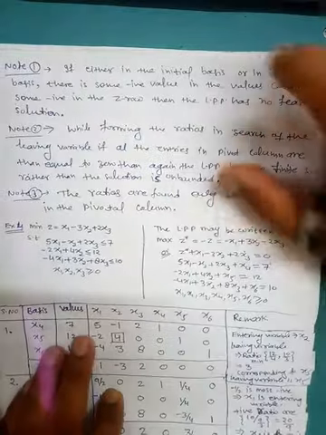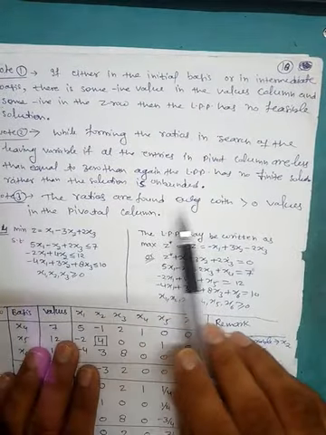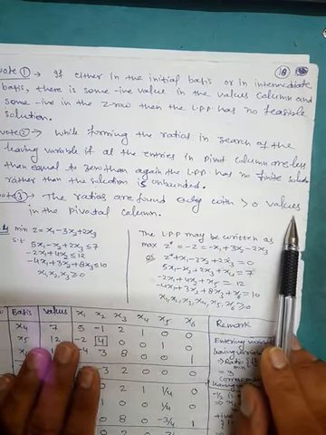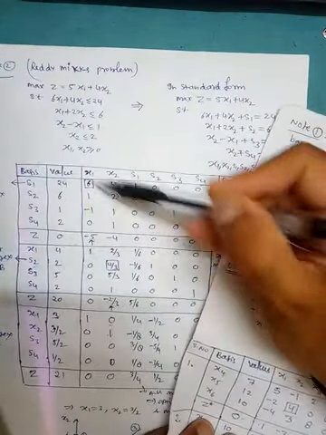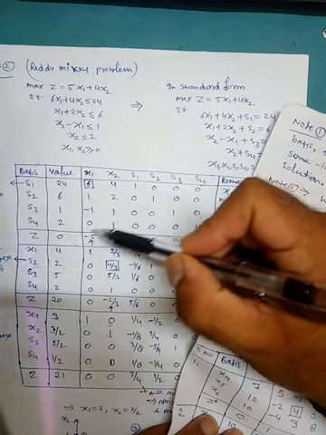That is called an unbounded solution. Third, the ratios are found only with positive values, that means greater than 0. Whatever ratio we make here will be made only for positive values. Neither will we consider negative values nor 0.